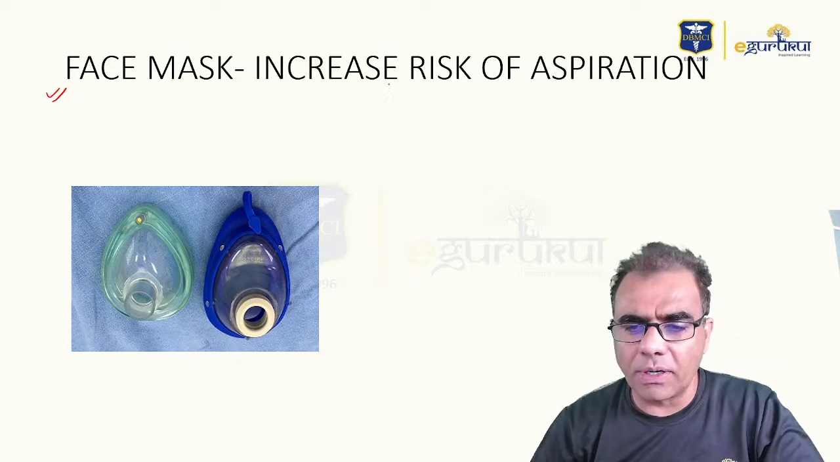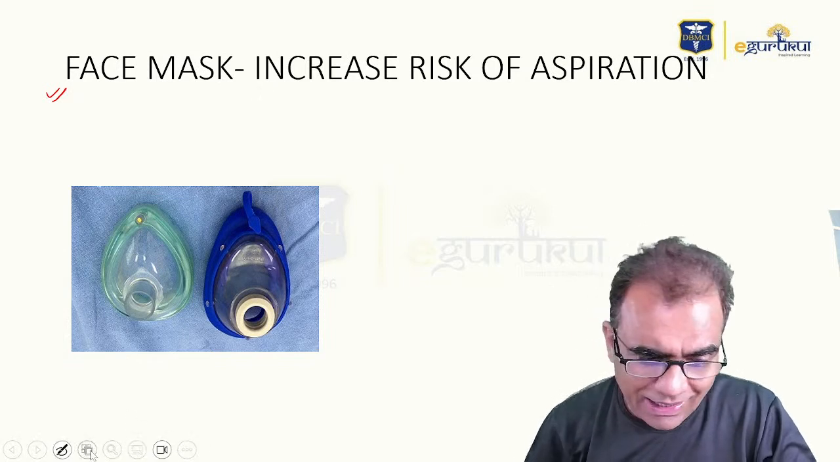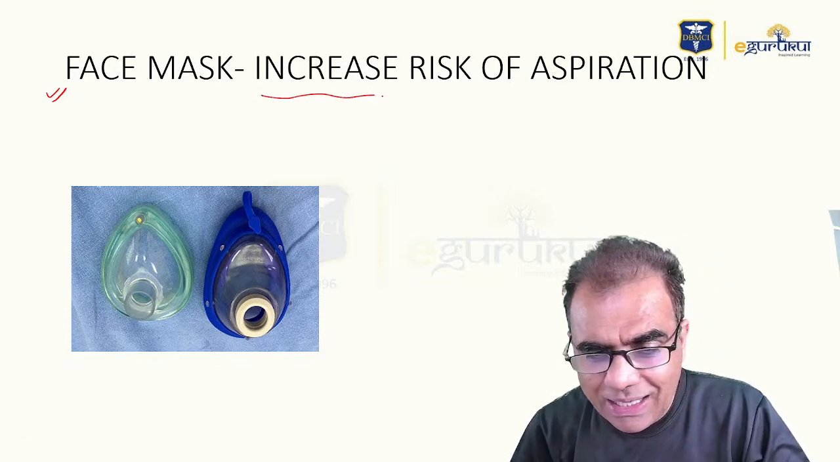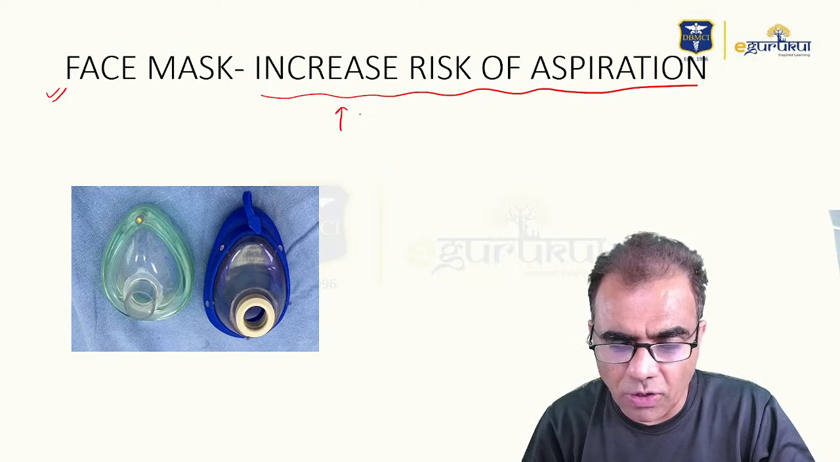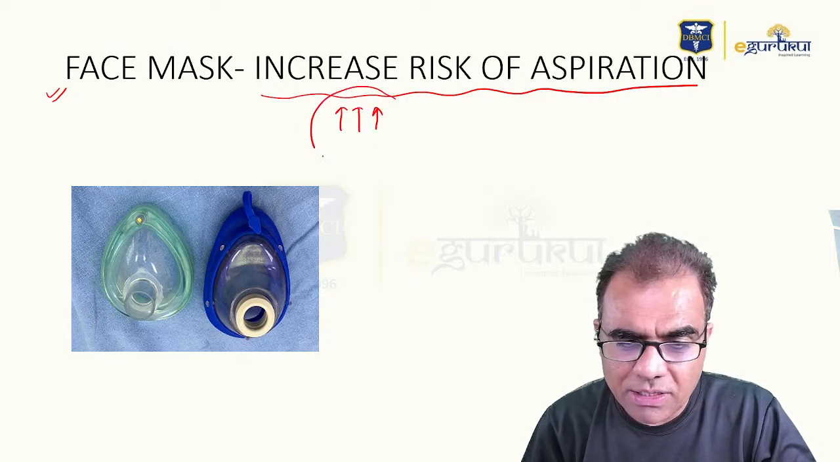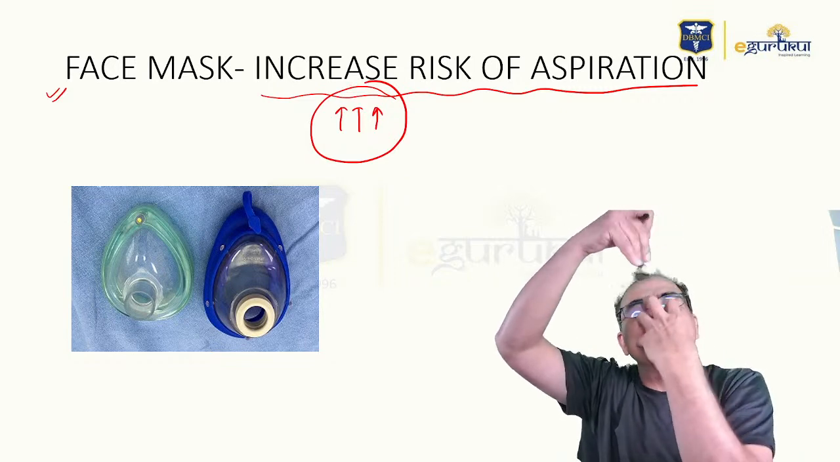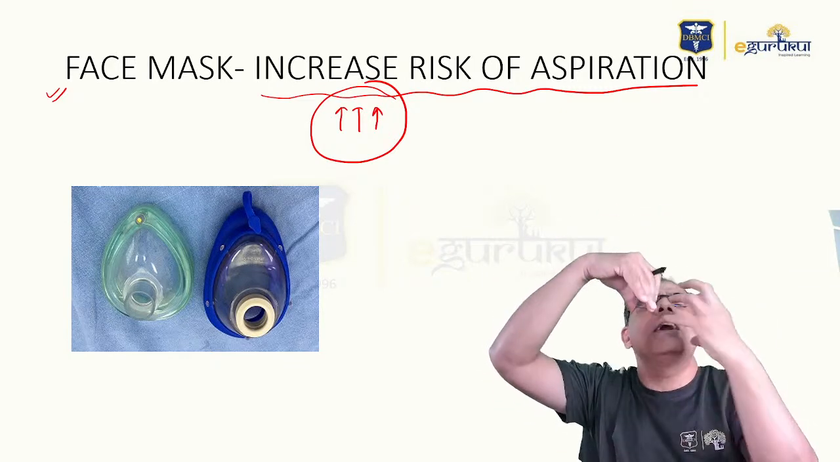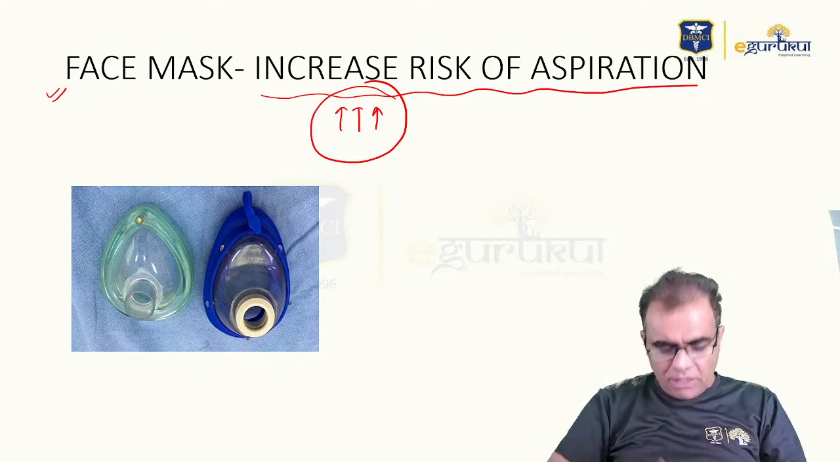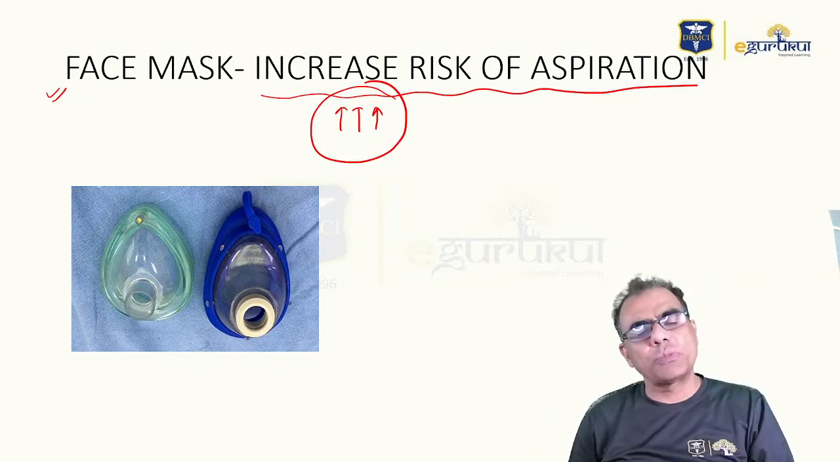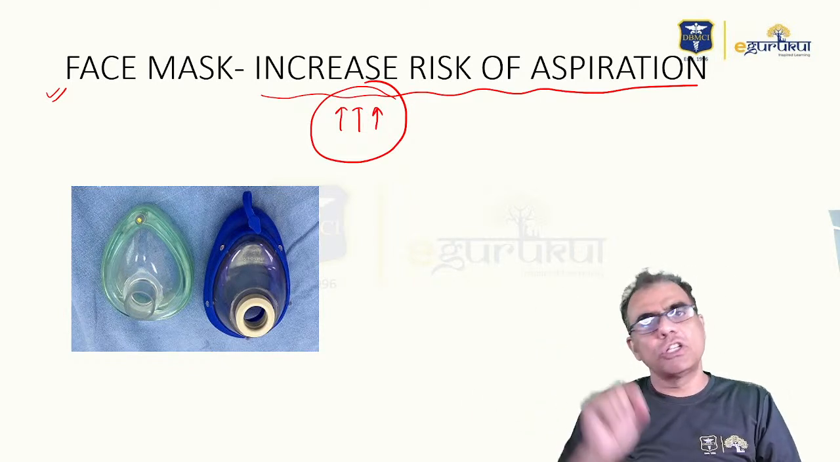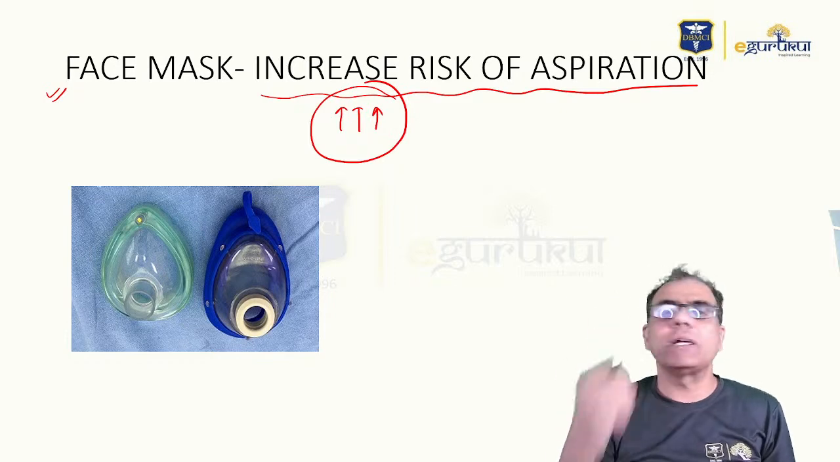But the most important thing that you should remember is that it tremendously increases the risk of aspiration. Not only increases, tremendously increases. Why? Because with mask ventilation, if you are giving positive pressure ventilation, significant air will leak into the stomach and increase the intragastric pressure, and the patient can aspirate. So the risk of aspiration is tremendously increased with mask ventilation.